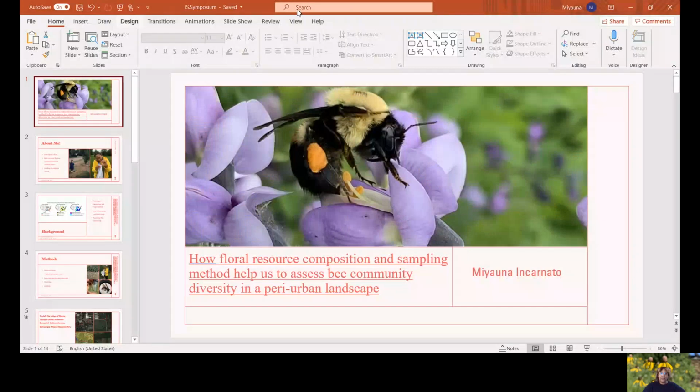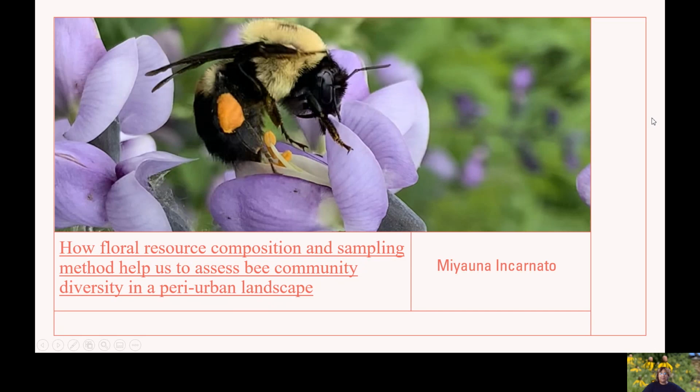My name is Miyauna Incarnarto, and I will be telling you more about my IS, which has to do with native bees, plants, and how conservation matters for both of them. So the title of my IS is How Floral Resource Composition and Sampling Method Help Us to Assess Bee Community Diversity in a Peri-Urban Landscape.